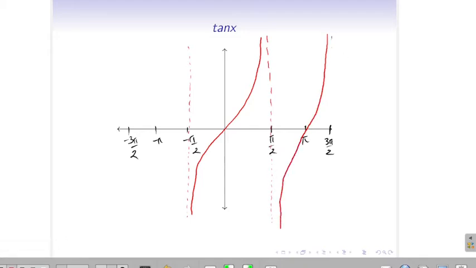At 3 pi by 2 again we have an asymptote. And the same thing will happen on this side, at minus pi by 2, 0, and then the graph goes like this. At minus 3 pi by 2 we again have an asymptote. Okay, this is the graph of tan x.